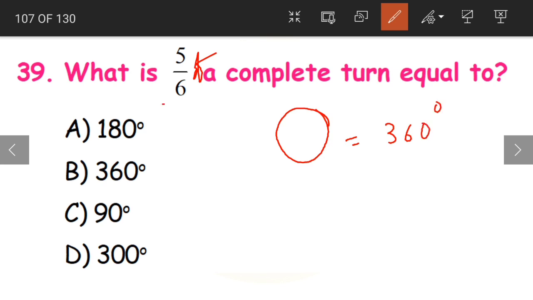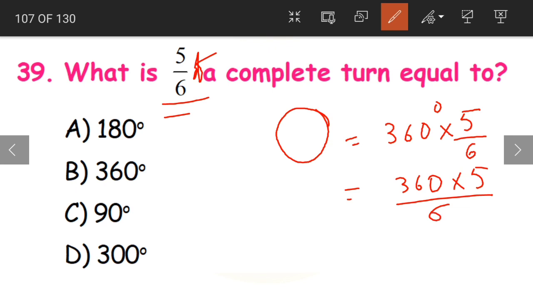So what should we find out? 5 by 6 of 360 degrees. So that is nothing but 360 multiplied by 5 by 6. So 360 into 5 divided by 6. We can do this. 360 divided by 6.